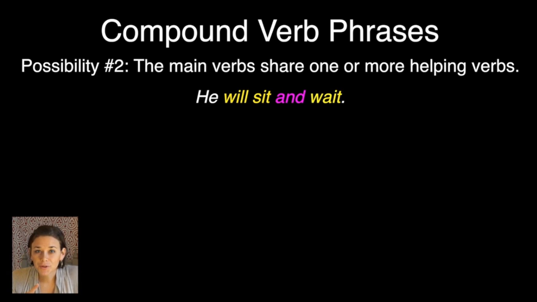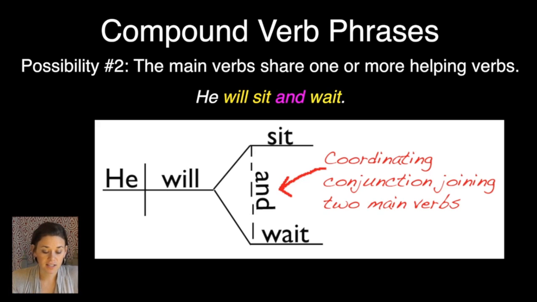Possibility number 2, when you're diagramming compound verb phrases, is that the main verbs share a helping verb. Here's an example. He will sit and wait. He is our subject, will is a helping verb, and then sit and wait are both main verbs, but they both share the helping verb will. And let's look at a diagram of that sentence.